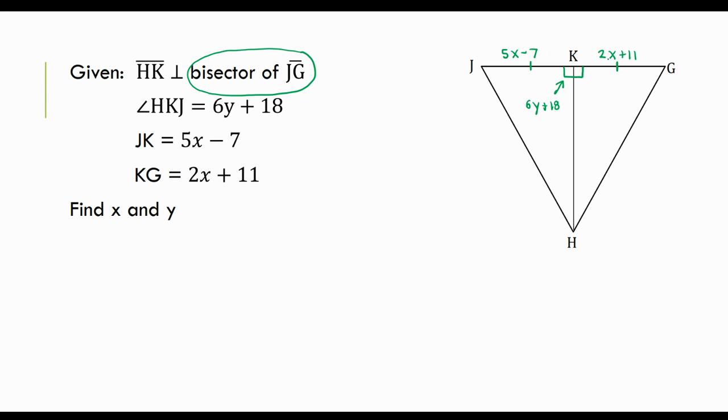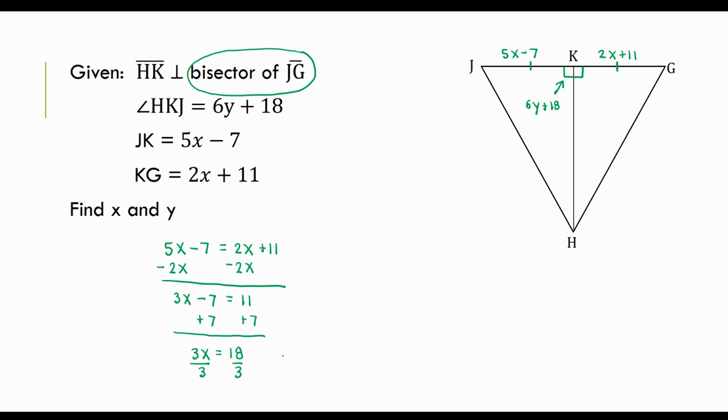Both of the terms with x are segments. Both of those segments are marked the same. Congruent means equals. So 5x minus 7 is going to equal 2x plus 11. I'm going to get the x's to the same side by subtracting 2x. That'll give us 3x minus 7 equals 11. I'll add the 7 to the other side. So 3x is going to equal 18. Divide by 3, and we get a value of x to be 6. There's one of our answers.